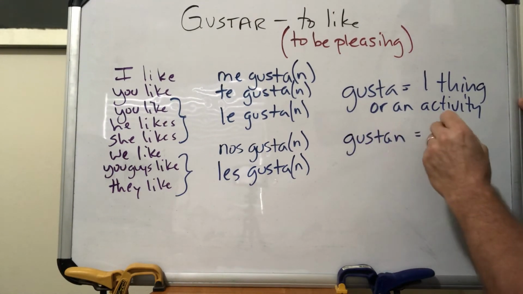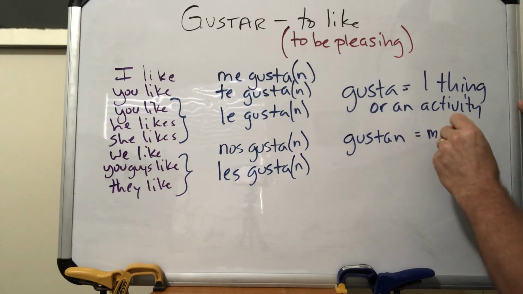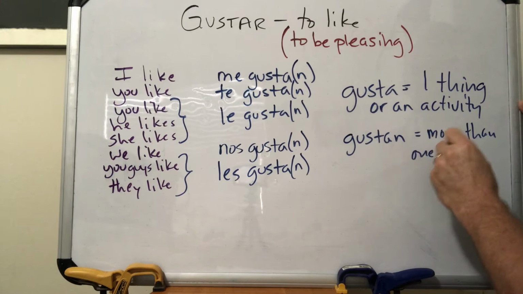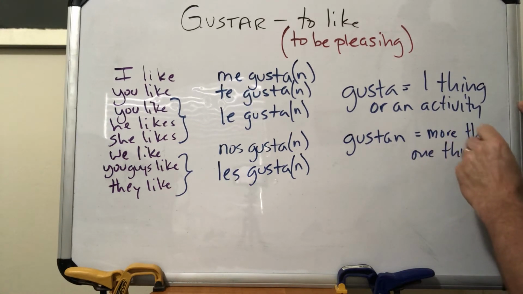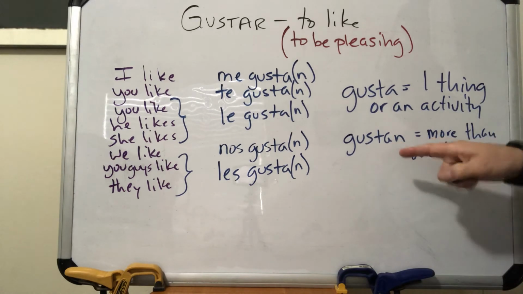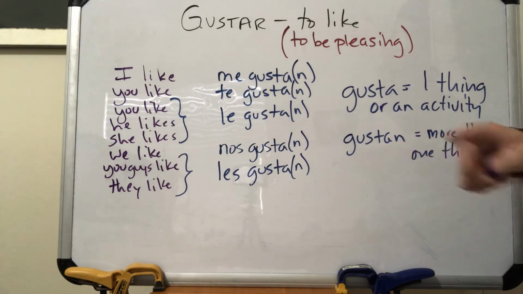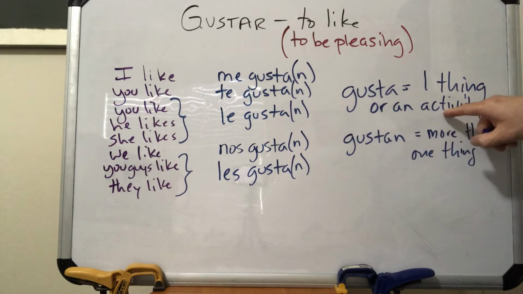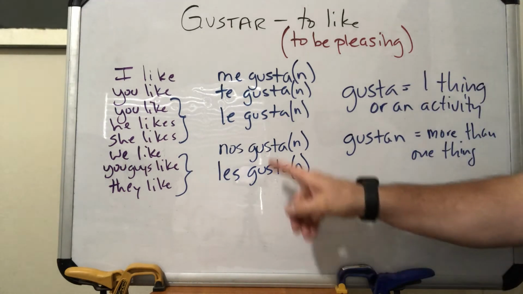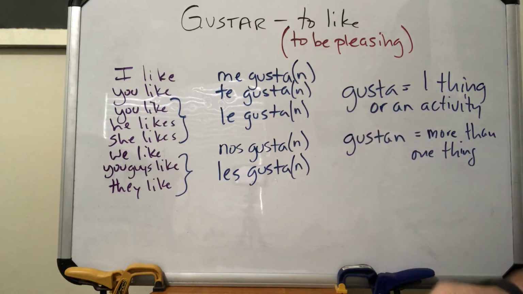Gustan is for more than one thing, when you like more than one thing. I like sports. Okay, you'd use gustan because sports is plural. But if you say I like to play sports, now we changed it to an activity, so we're back up here at gusta. Okay, so that's the difference between gusta and gustan, and those are the only two you will use.